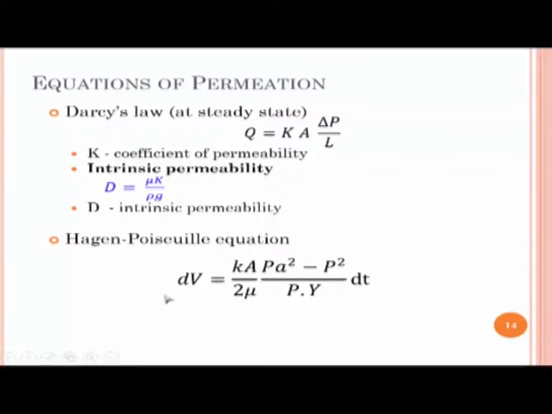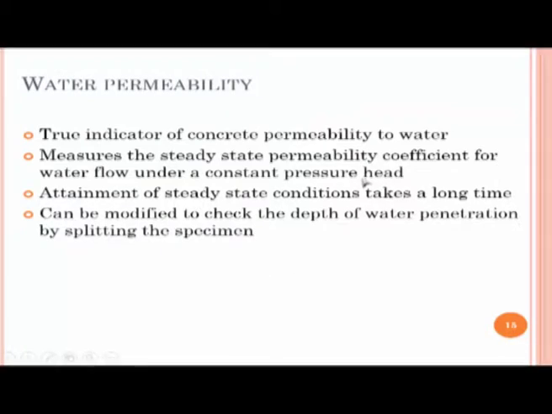Okay. Hagen-Poiseuille equation again looks at the incremental volume penetrating over an incremental period of time, the same sort of an equation as you have in the case of the Darcy's coefficient here. So this is an experiment with which many of us are quite familiar with, at least in the case of sand. When we try to measure the permeability of sand, we do the water permeability test.